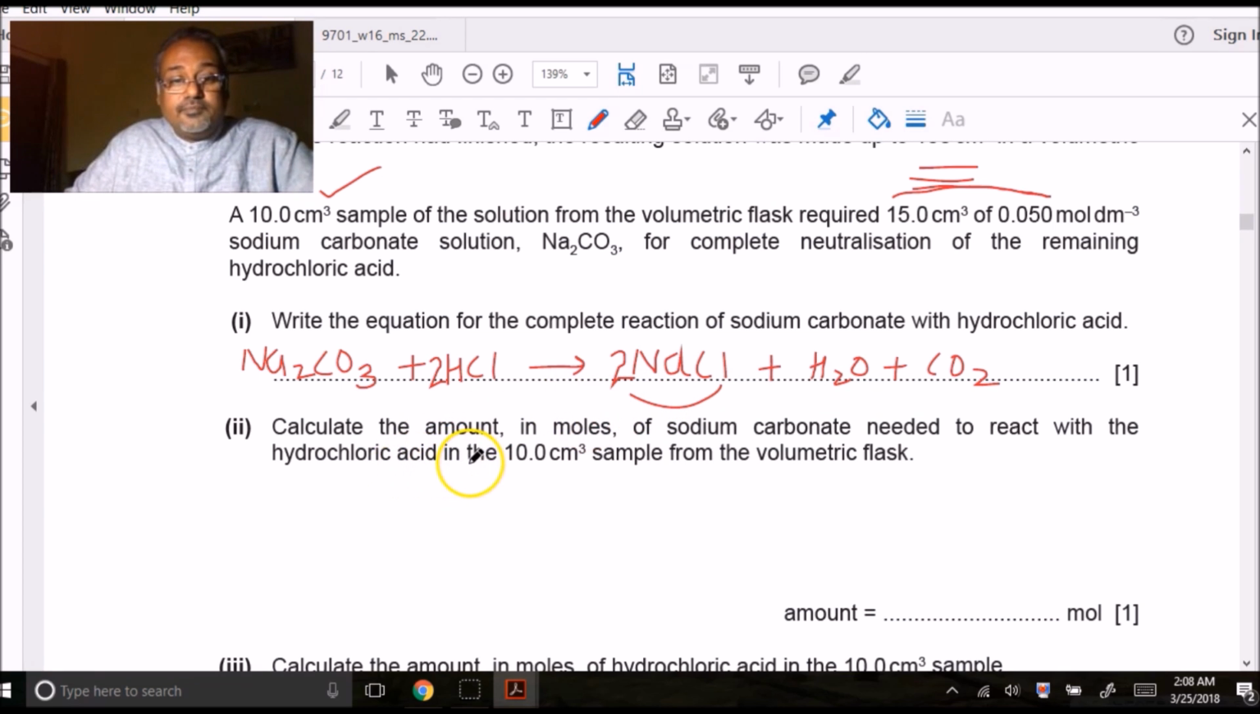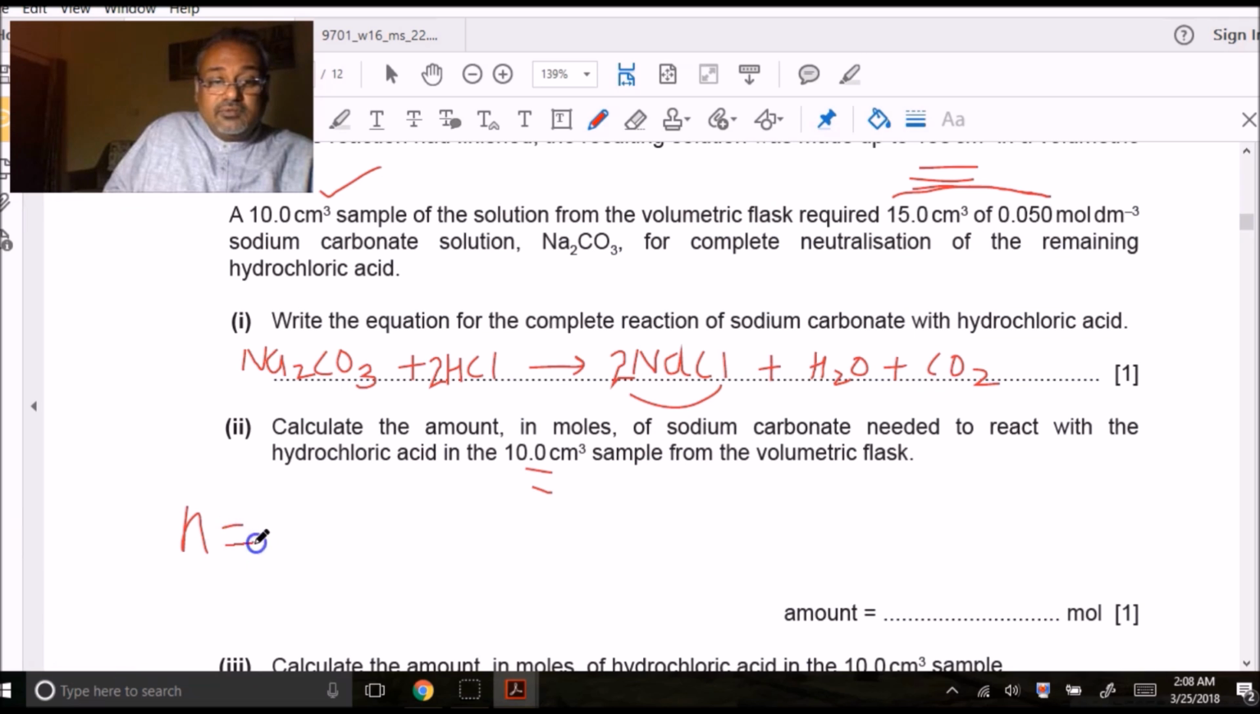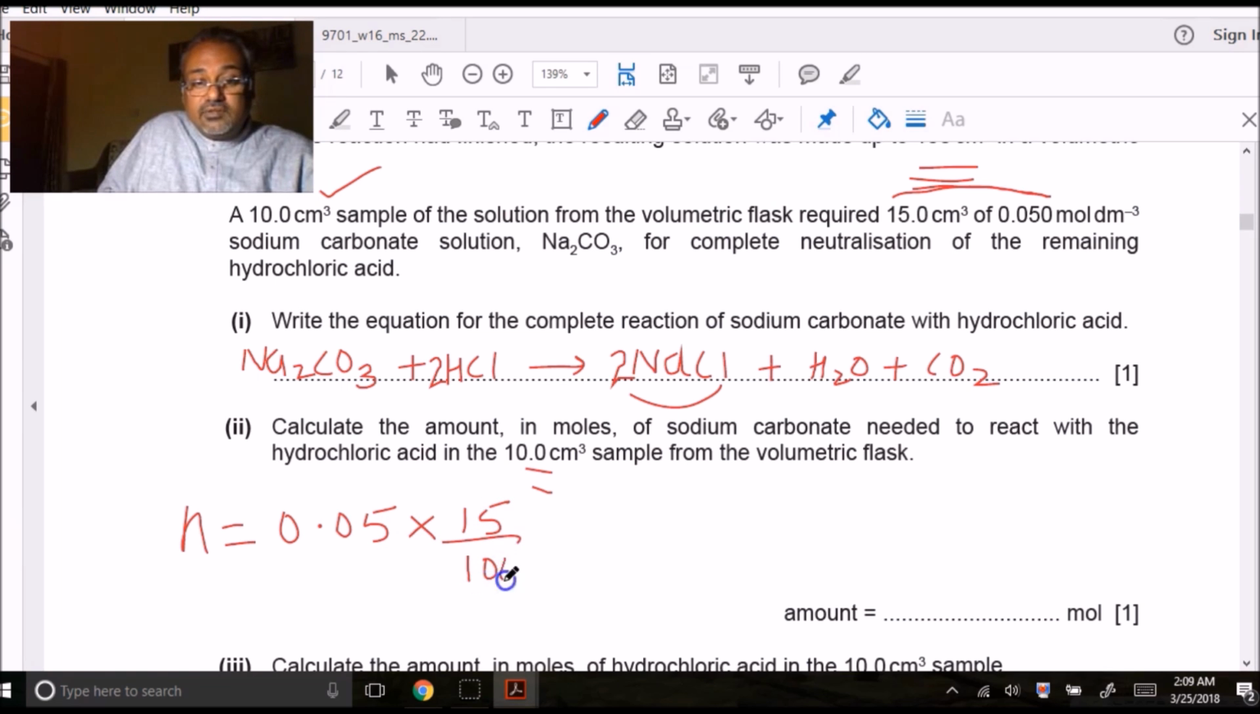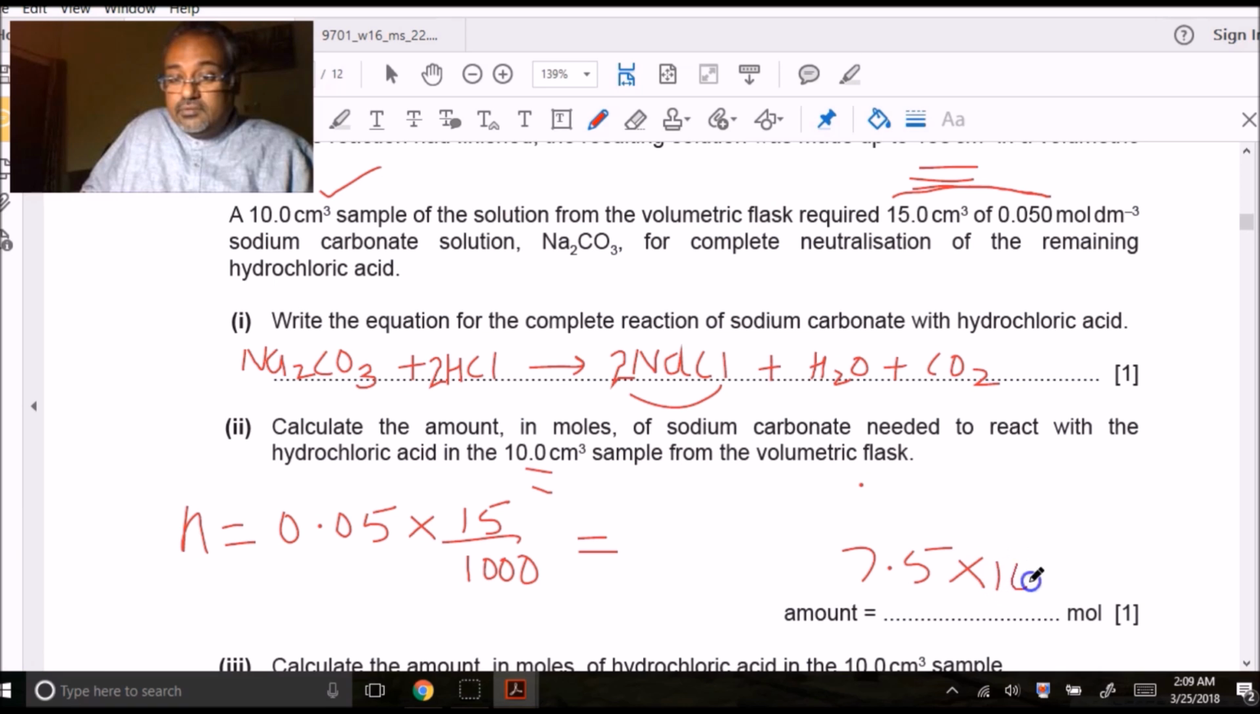The next question asks us to find the moles of sodium carbonate that would react with 10 cm cube of the acid. Remember, this is the diluted acid. You have the information about the volume of the carbonate and the concentration, so moles equals C times V. The concentration is 0.05 times the volume, which is 15. Don't forget, this also has to be divided by 1000. When you solve this, you get 7.5 × 10 to the power negative 4 moles as your answer.